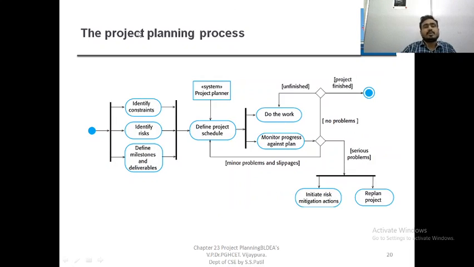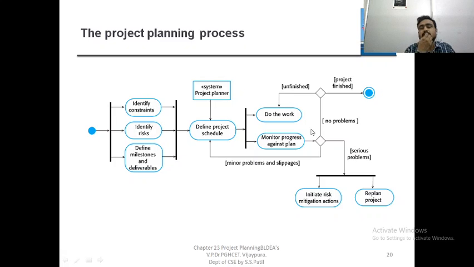The project planning process. Here you can observe identifying the constraints, identifying the risks, defining milestones and deliverables. Identify constraints, identify risks, define the milestones. Next, once done with this phase, define the project schedule time. What will be the schedule? 2 months, 4 months, etc., depending upon the project. Next, do the work and monitor the progress.